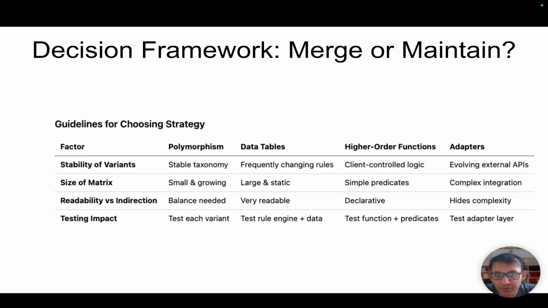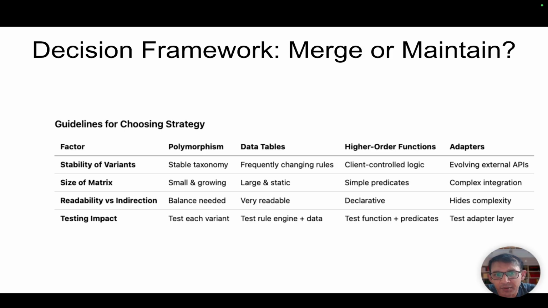Next, think about the size of your decision matrix. Small and growing matrices work well with polymorphism because each variant can be understood independently. Large and static matrices are perfect for data tables because the tabular format makes them easy to validate and understand. Simple predicates are ideal for higher order functions where the logic is usually straightforward. Complex integrations need the abstractions that adapters provide.